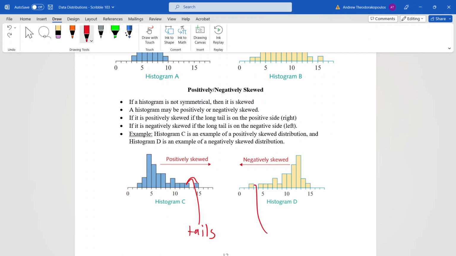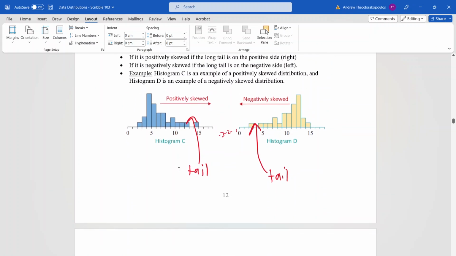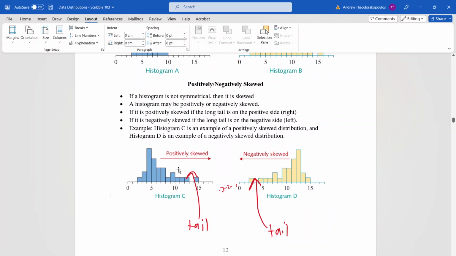This here is also a tail, but this time it's tailing off to the left. This one here is tailing off to the left, which means the tail's pointing in the negative direction. So if we were to look here, then we'd have more negative numbers on the left. That's how I know that this one here is negatively skewed. But like I said, if you're not quite sure about that one, having it in your summary notes will help.